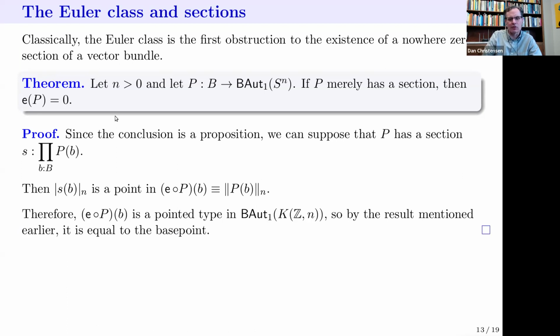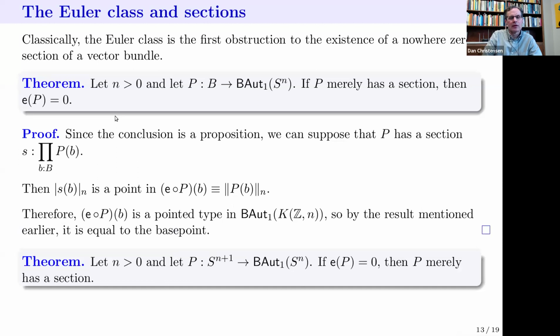There's a partial converse. So if we have a bundle whose base is an n plus 1 sphere, then if the Euler class is 0, then P merely has a section. And this is exactly what you would expect from the classical theory. We wouldn't expect a result like this to be true for any base, because this is the first obstruction.